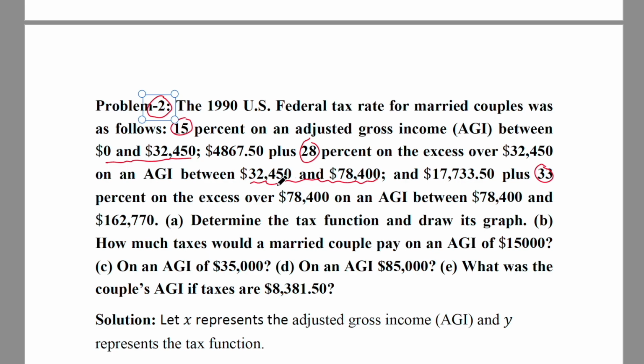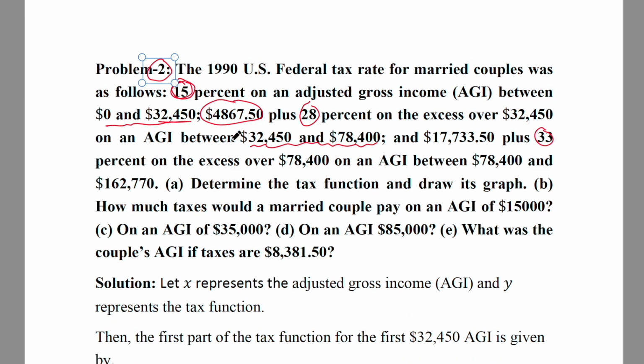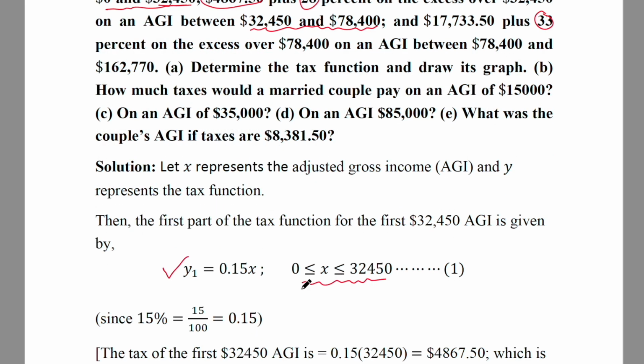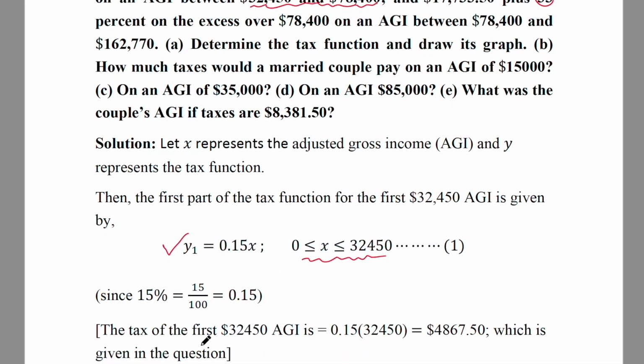But note that for the first 32,450, the tax is exactly the same as before, which is 15%, and 15% of 32,450 is this amount. So your first function will be like this. First piece, y1 equals 0.15x when income is within this amount. When a married couple's income is within this range, then this is the tax function.